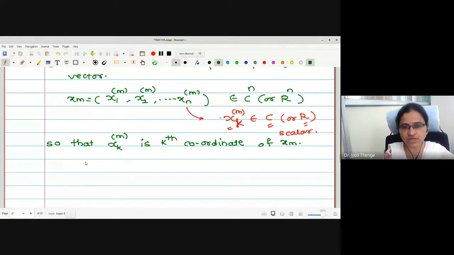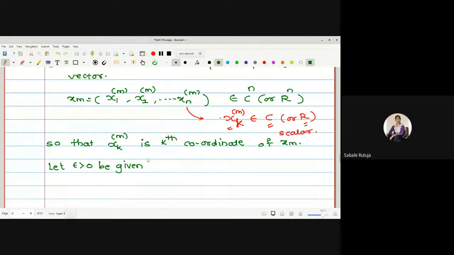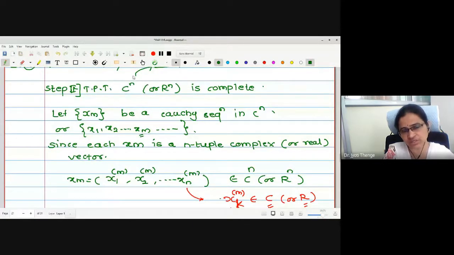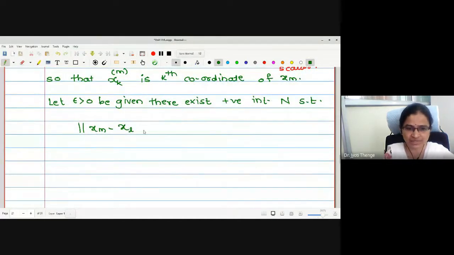Now what is the definition of a Cauchy sequence? For every epsilon greater than 0, there exists a positive integer capital N such that norm of xm minus xl is less than epsilon, for all m, l greater than or equal to capital N. I will not write n because n is the notation we were using for this n-tuple space.